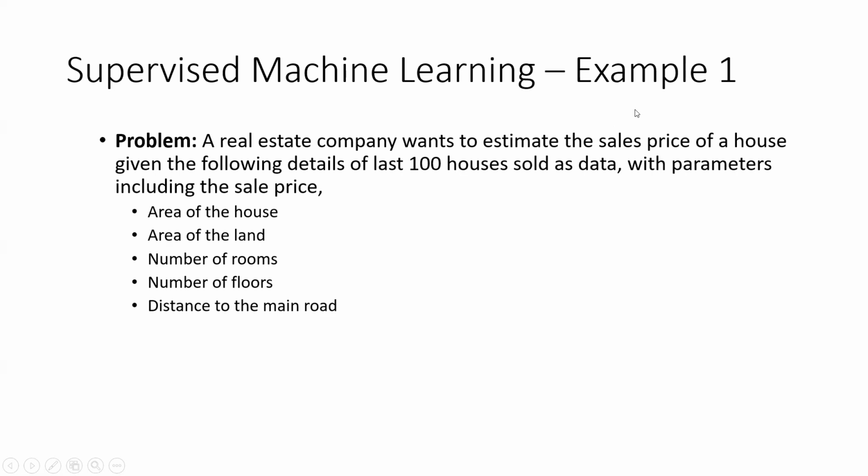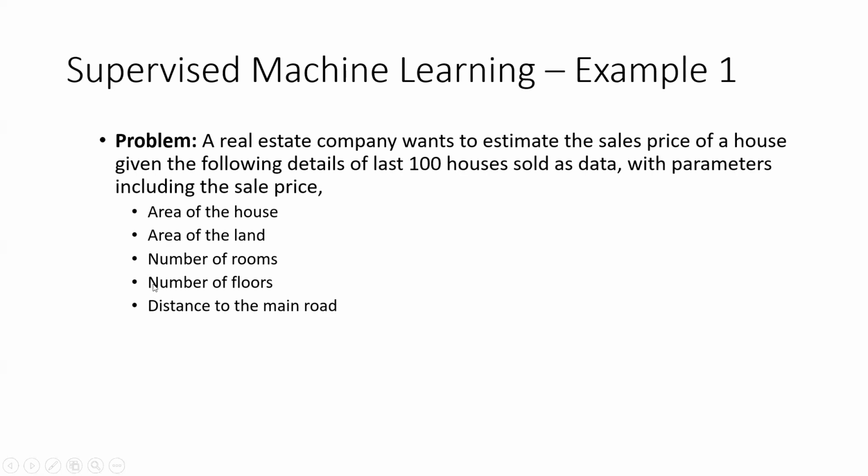Price, what is it? Is it a discrete value or a continuous value? Generally, it's discrete if you think about it, but it is a continuous value, right? If it were a price class, you could consider it a classification problem, but when it comes to price, it is a continuous value. The details of the last 100 houses sold are given as data with parameters including the sales price. So the sales price, the Y variable, is also given. If the Y variable is also given, that means it is a supervised learning problem. Because the Y variable is a continuous value, it should be a regression supervised learning problem, right?